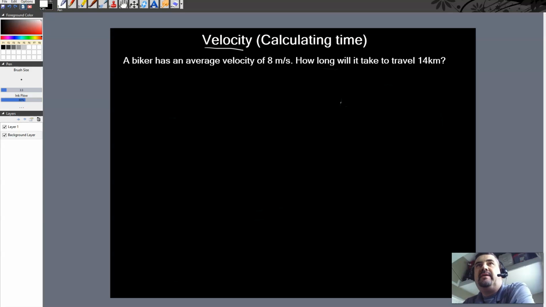Alright folks, so here's a velocity problem again, calculating time. We're doing velocity, so this is no acceleration, just moving at one speed or an average speed. And we're going to be calculating time this time.